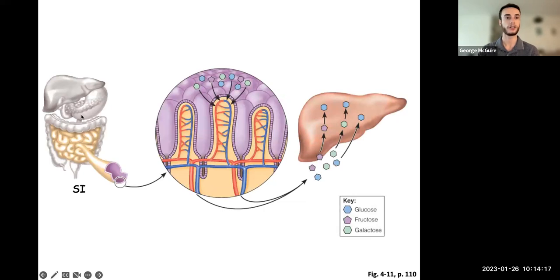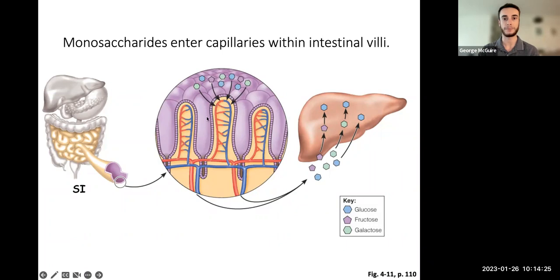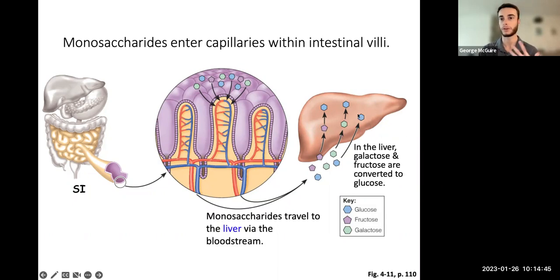And so once our carbohydrates have been digested throughout this process and reach our small intestine, those individual monosaccharides will then enter the capillaries under the epithelial lining of our small intestine, to then be traveled to the liver. In the liver, each of these monosaccharides will be converted into glucose if they didn't start out as glucose, and then they will be transported to the rest of the body through the bloodstream or stored as glycogen.